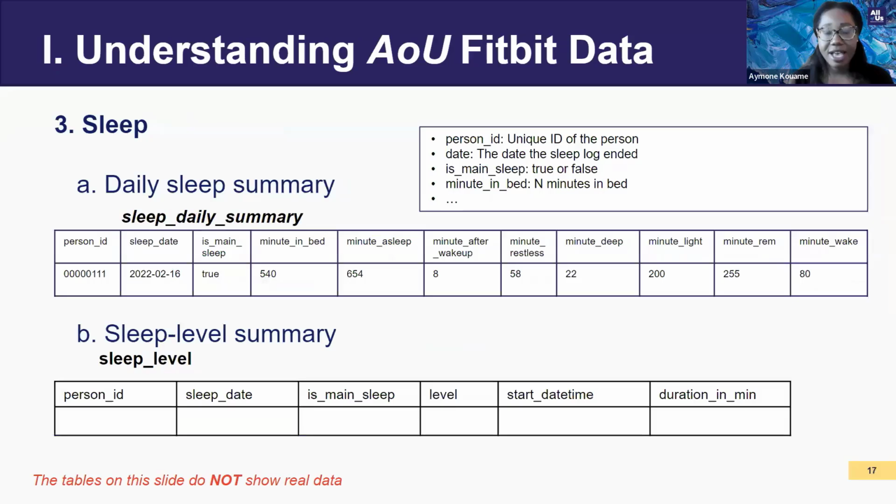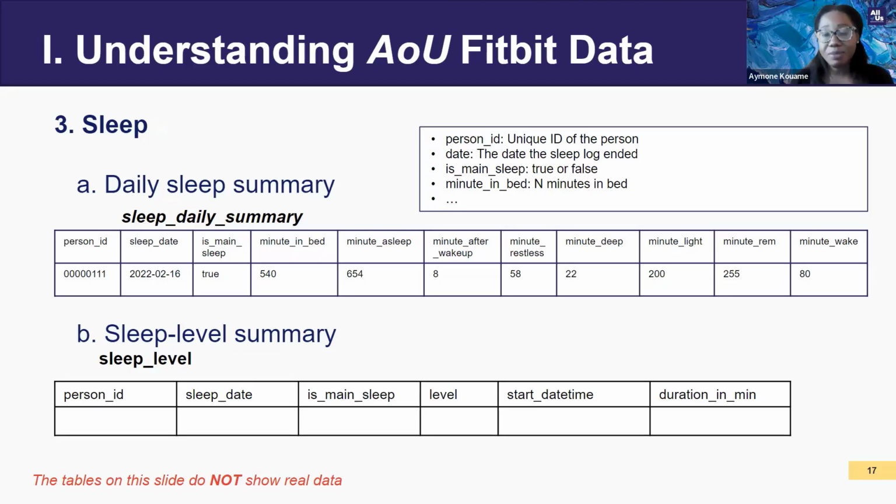Next, we have the sleep data. For the sleep data, you have, again, the unique identifier and the sleep date, and whether the sleep is main sleep or not. Main sleep is basically the time that you spent overnight, 8 hours of sleep. And then the not main sleep will be the naps that you take during the day, for example. And then you have the number of minutes spent in each of the sleep levels.